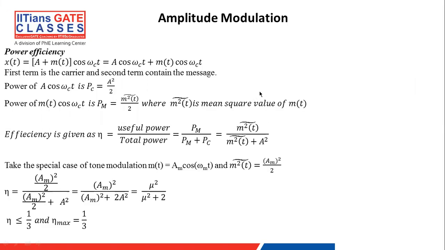Now let's go to the power efficiency. If you carefully see this modulated signal, here we have A cos omega ct and MT cos omega ct. So only one term contains the message. This term doesn't contain the message, so this term is kind of a redundant term. This is not a useful term at the receiver. Only this is useful.